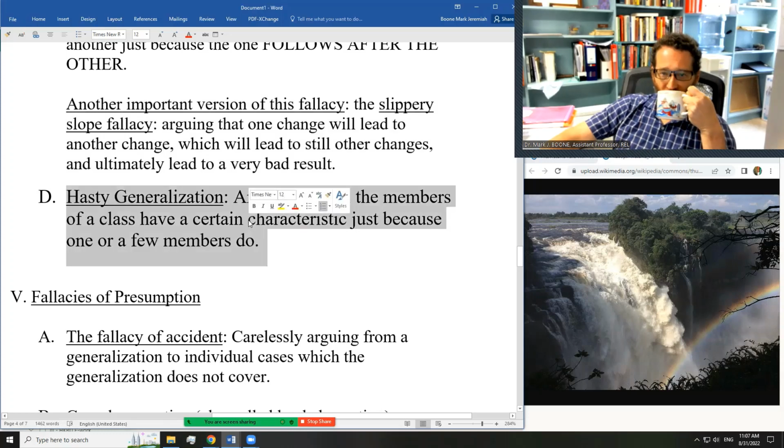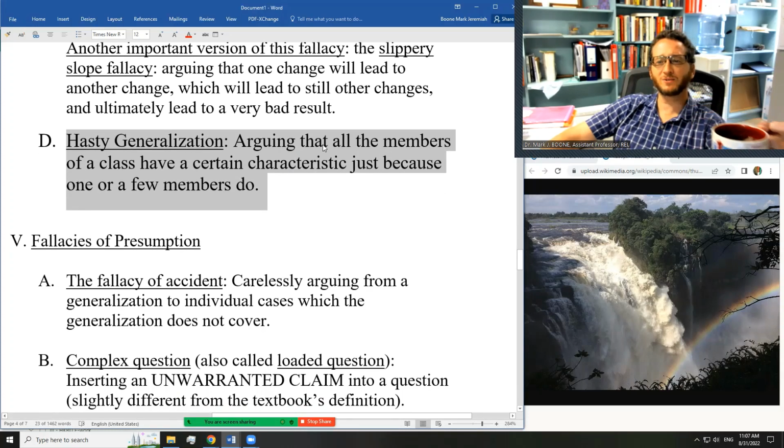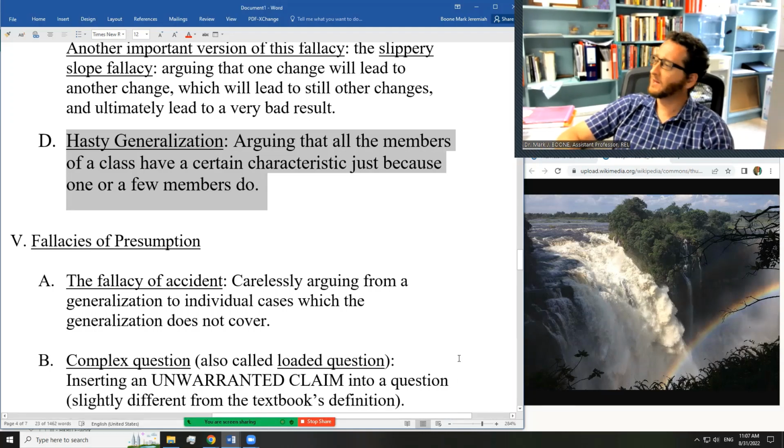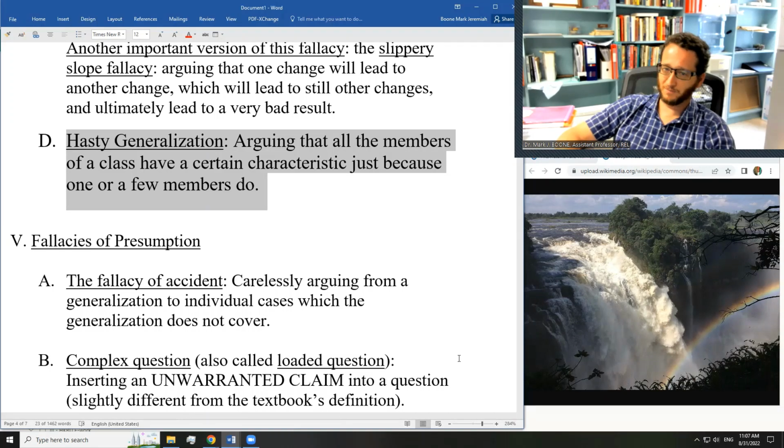Let's see. Hasty generalization: arguing that all the members of a class have a certain characteristic just because one or a few members of the class do. Let's see. If you make some conclusion about, this is a good one, some conclusion about how New Yorkers are, just because of the way this one New Yorker you met once acted, is probably a hasty generalization.